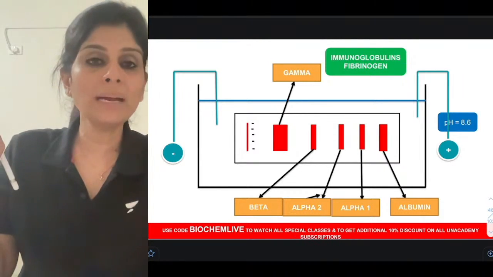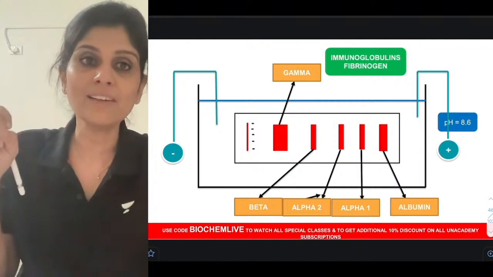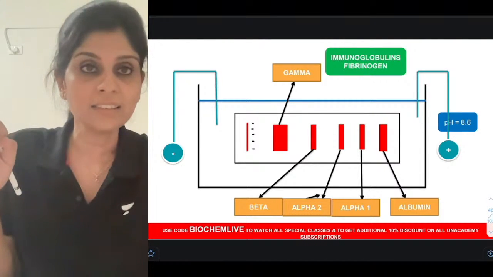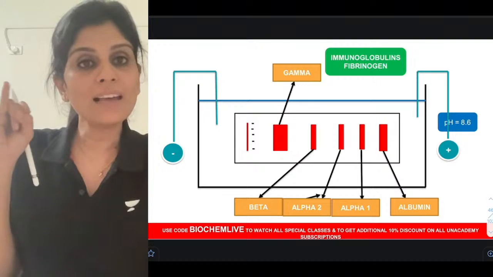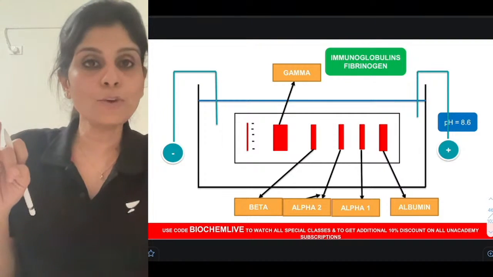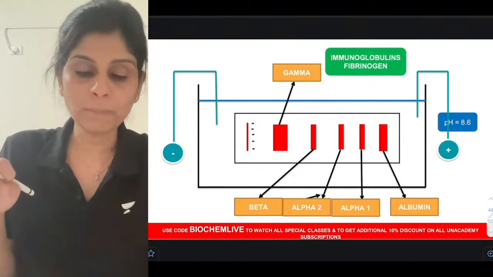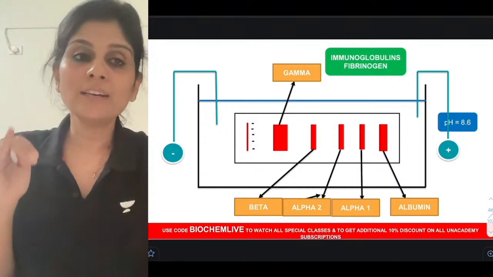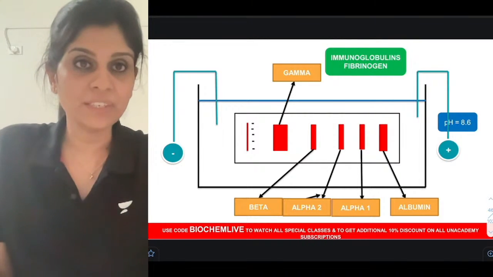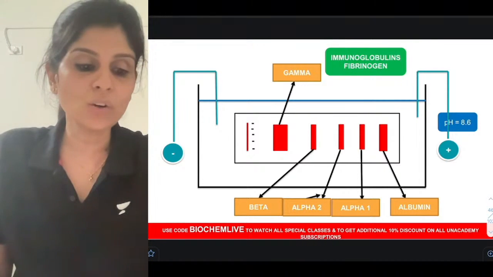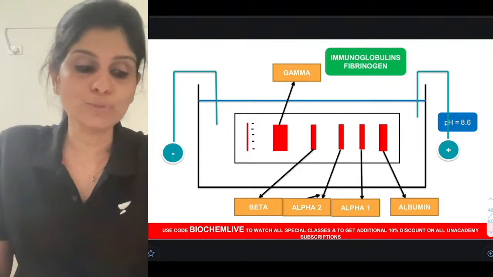So the alpha 1 band has got alpha 1 antitrypsin, alpha fetoprotein, and transthyretin. Alpha 2 band has got alpha 2 macroglobulin, ceruloplasmin, and haptoglobin. Beta band has got beta 2 microglobulin and transferrin. And finally the gamma band has got immunoglobulins and fibrinogen.